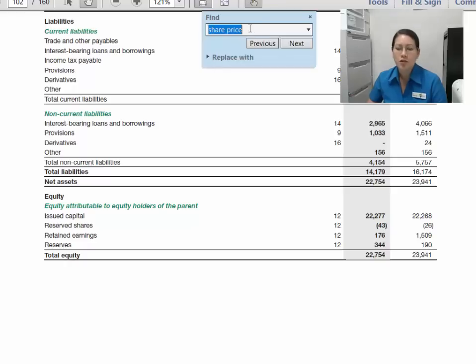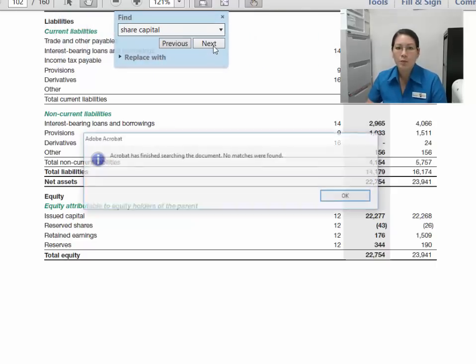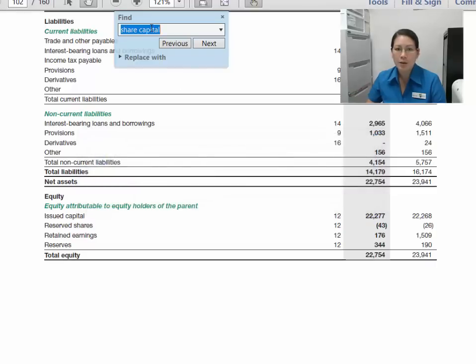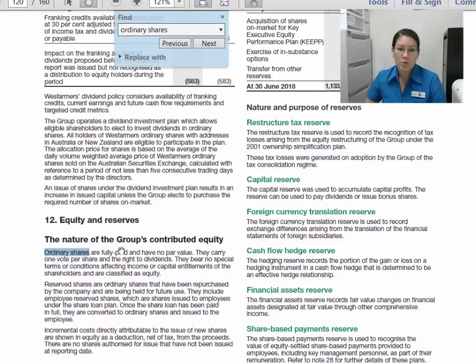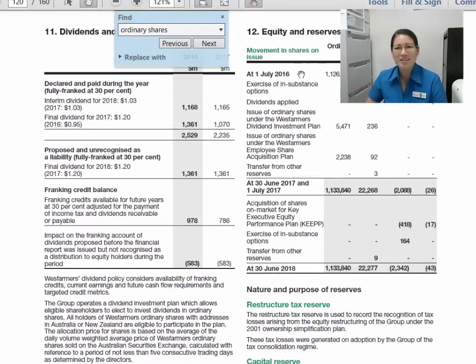If not, you'll probably have to do a bit of a Google or a search for share capital. Try and find it. Maybe number of ordinary shares or just ordinary shares, and keep scrolling through. Have a look everywhere it brings up. So you can see it's actually already brought me to note 12, which is about equity. And we'll actually have a look.